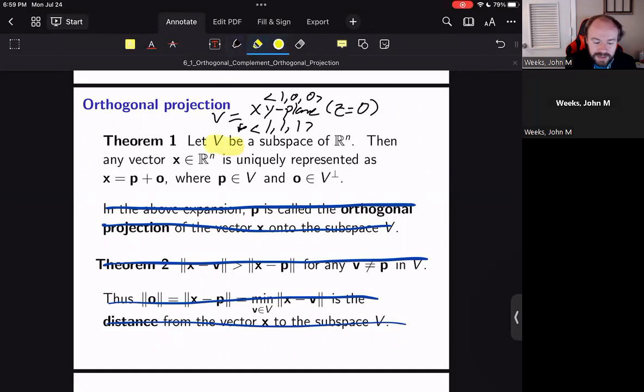Indeed, we can always do this for any subspace V of Rn, and any other vector that we might choose. Then this vector is uniquely represented in the following way: it's represented as the sum of a vector inside of our subspace, like the xy plane for example, as well as a vector that is orthogonal to it, like O right here.